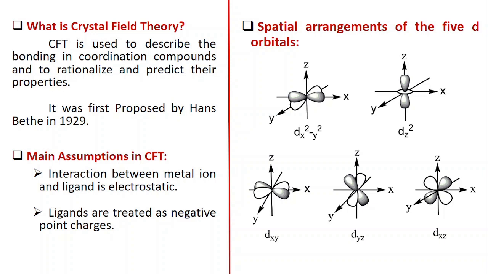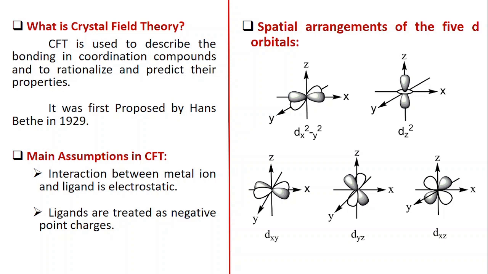Before going to discuss what crystal field theory is, I want to tell you about the assumptions on which this theory is based. As we know, coordination compounds are formed by the interaction between a metal atom and some ligands, different types of ligands. In crystal field theory, the first assumption is that the interaction between the metal ion and the ligand is electrostatic in nature. And secondly, the ligands which get coordinated to the metal center are treated as negative point charges.